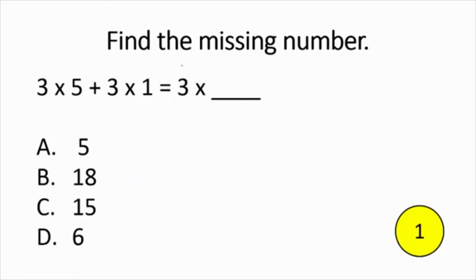Next question. All right, find the missing number. Solve the left side. 3 times 5 is 15, order of operations. 3 times 1 is 3, 15 plus 3 is 18. We need whatever is on this side, 3 times some unknown number, to equal 18. Well, 3 times 6 is 18. My choice is D.